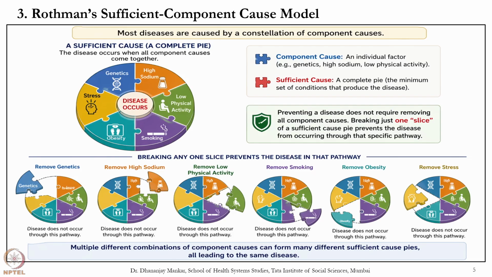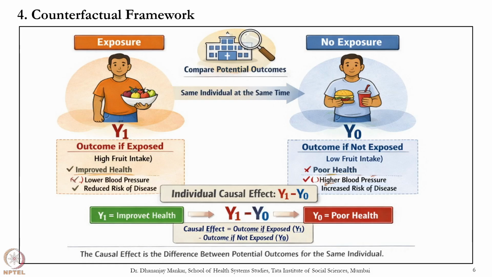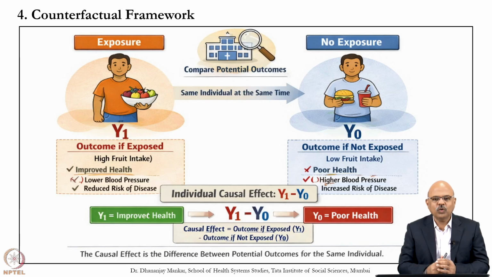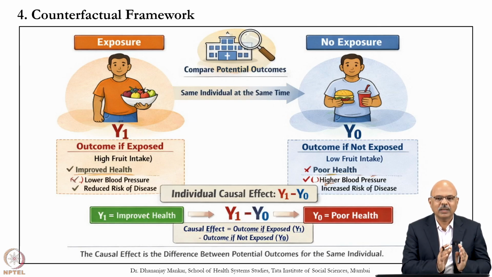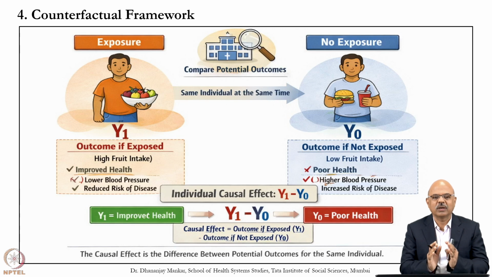Okay, so after understanding Rothman's part, we can understand the counterfactual framework. So what is a counterfactual framework? There are two figures which are stated for a person, comparing potential outcomes for the same individual at the same time. One is Y1 and the other Y0, where hypothetically we have the outcome if exposed and the outcome if not exposed.